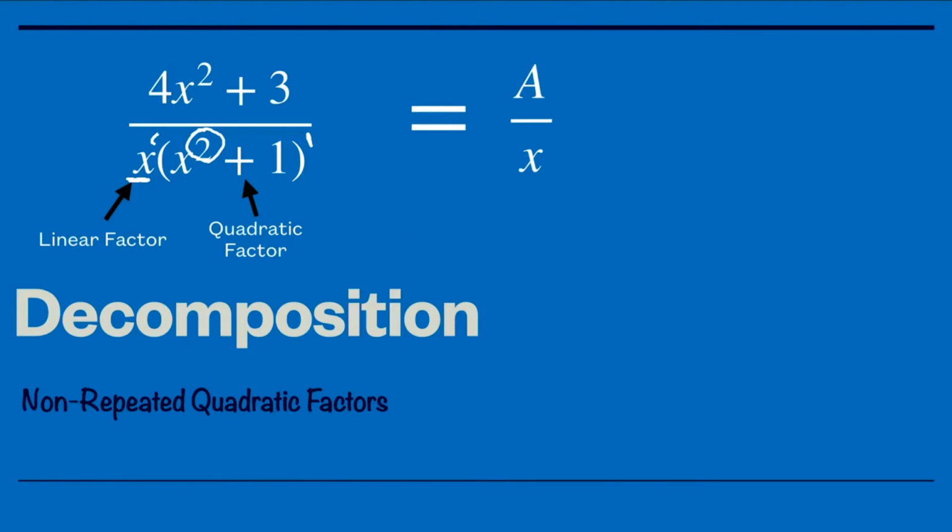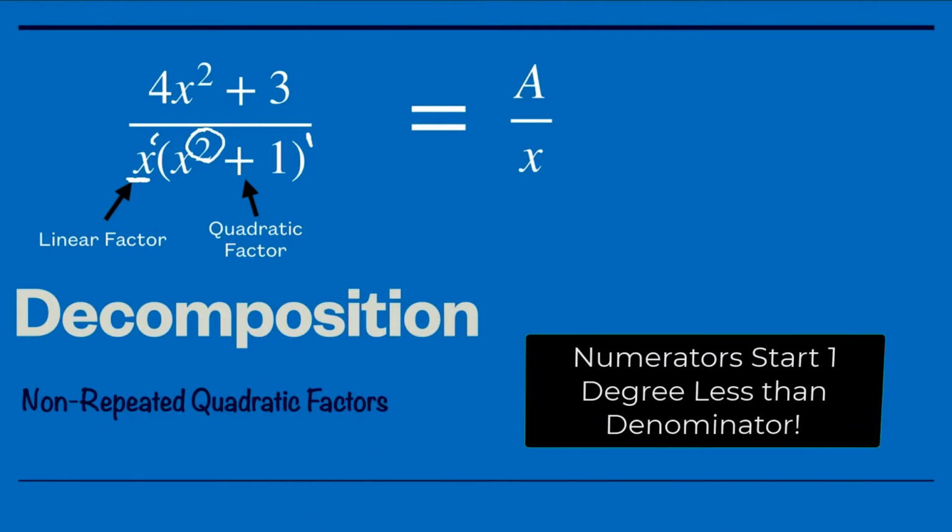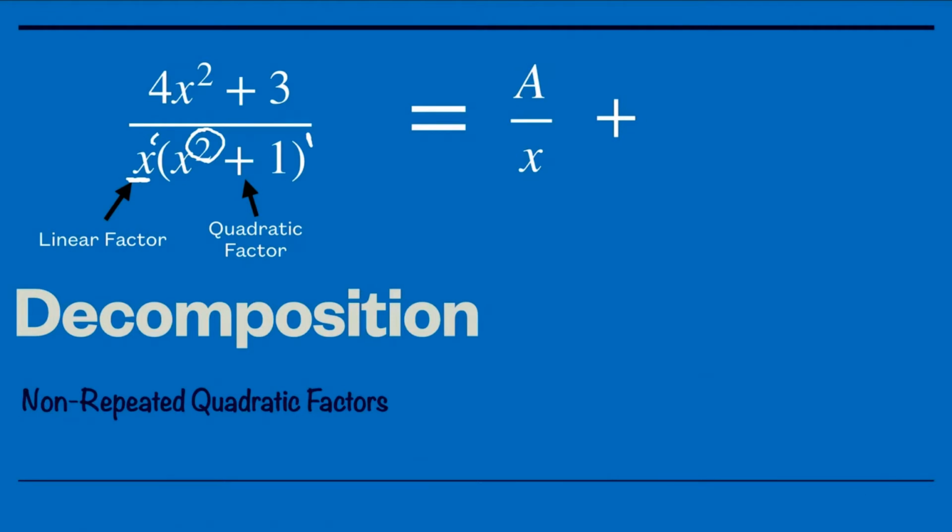And since this factor of x is linear, you can see it right here, we're going to start our numerator 1 degree less, which would be a constant, so we're going to start at a. And then we're going to put a plus sign in between the fractions, and we're going to have another fraction for the quadratic factor here, and you can see that pop on.